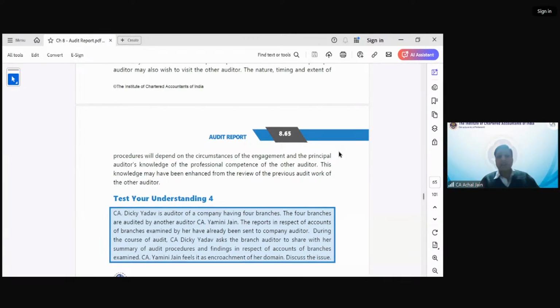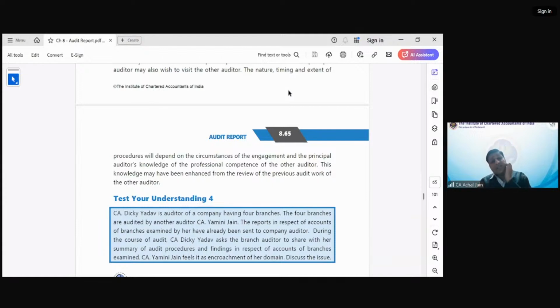Tell me, what do you think? In this case, is the principal auditor right in asking for these things from the component auditor, or do you believe it's not appropriate to obtain that?